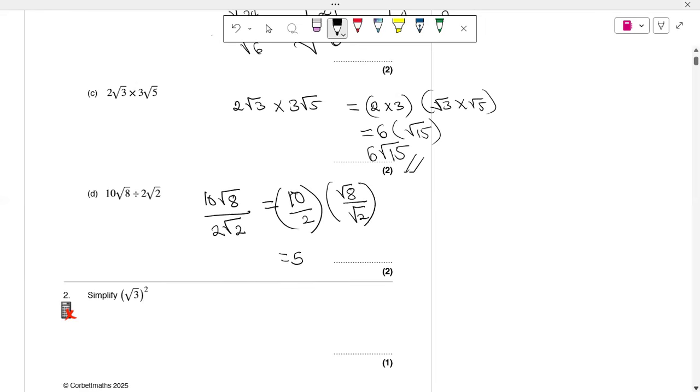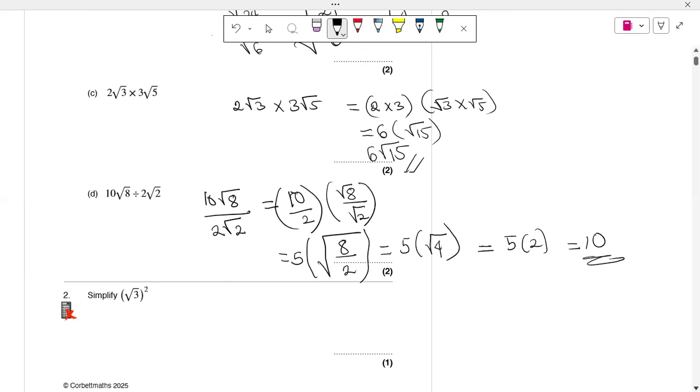And then that's going to give you 5. Just like I explained in the other example, you're going to have the square root of 8 divided by 2, and that's going to give you 5 with square root of 4. 8 divided by 2 is 4, right? And 4 has a perfect root, which is 2. And so the answer here is 10. Okay? Are we all together?